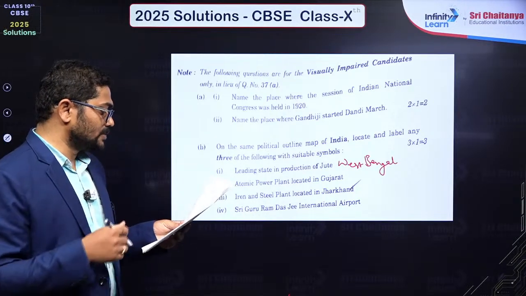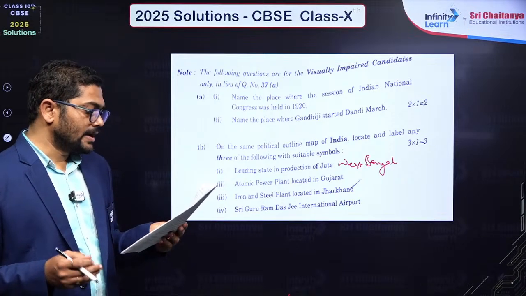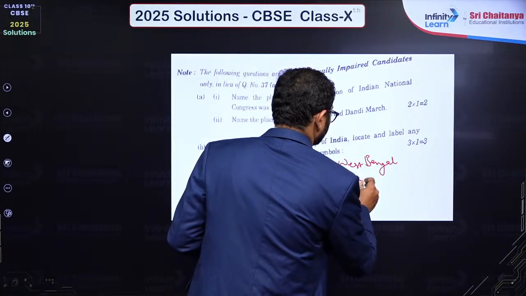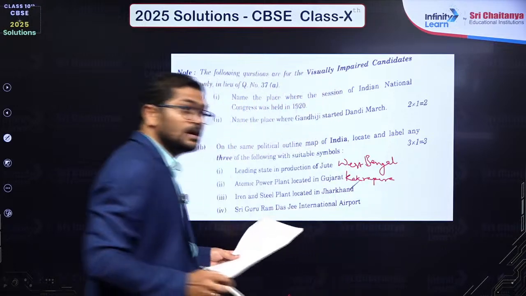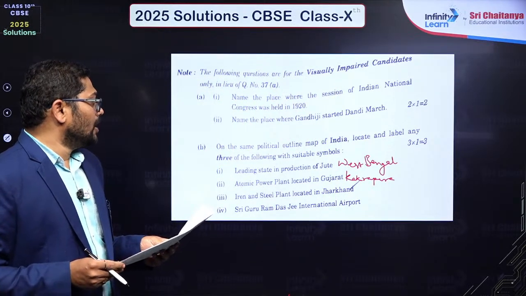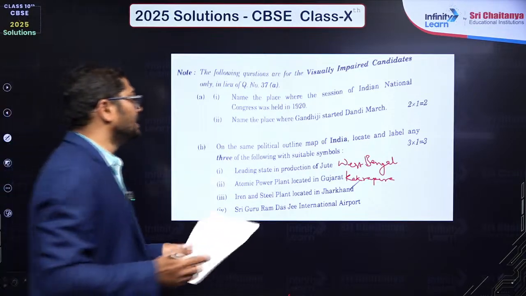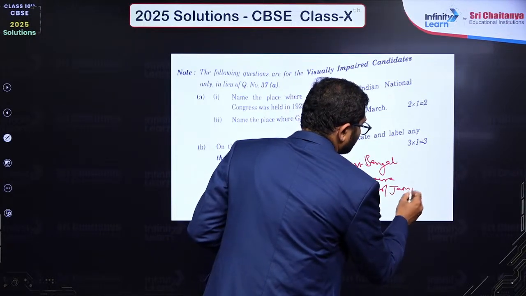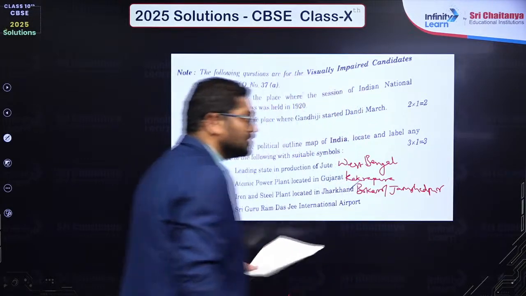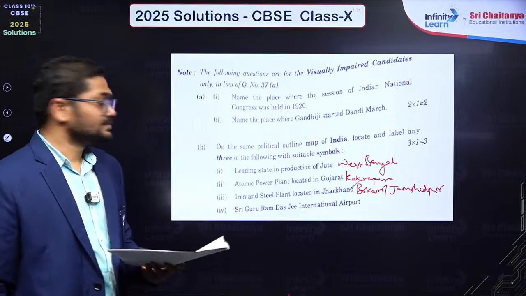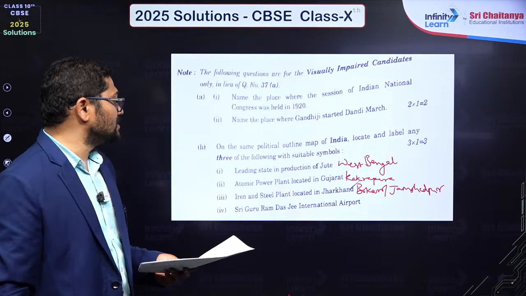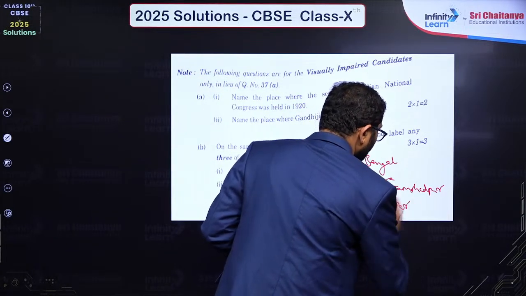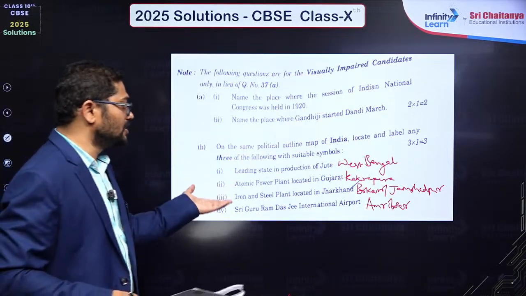Then the next one, the atomic power plant located in Gujarat, Kakrapara. So we can write Kakrapara. Then we have the iron and steel plant located in Jharkhand. Here we have 2 locations, either Bokaro or Jamshedpur. If you look at any one, that's fine. Then we have Sri Guru Ramdas Ji International Airport, which is located in Amritsar. So West Bengal, Kakrapara, Bokaro or Jamshedpur, and then Amritsar.